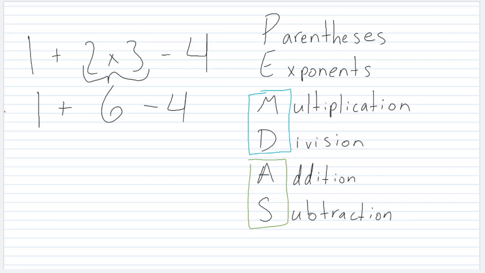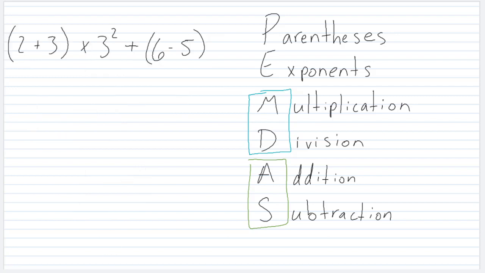So let's see, going left to right, our first one is addition. So we have 1 plus 6. What does that equal? Well, that's going to give us 7. So let's rewrite that as a 7 and rewrite everything else we didn't touch. We didn't do anything with that minus 4, so we're going to rewrite that. And now we have 7 minus 4. There's only one operation left, so we'll do that. 7 minus 4 gives us 3.